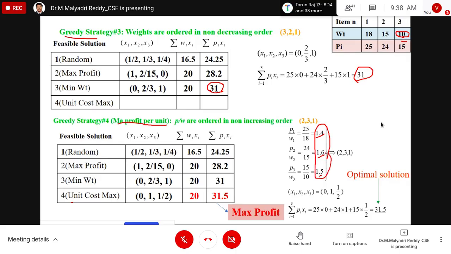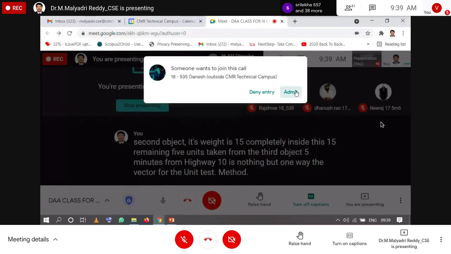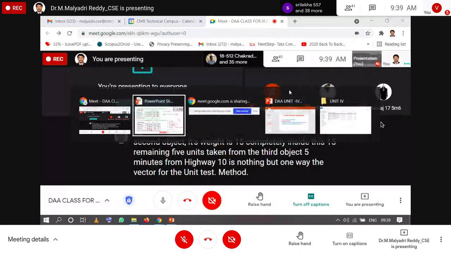By choosing this method, 1.6 is the greatest. That is the second object, followed by the third object, followed by the first object. This is the order in which to select the objects. So first I choose the second object. Its weight is 15. Completely insert this 15. The remaining 5 units are taken from the third object. 5 units from 10 is nothing but 1/2. This is the vector for the unit cost method.